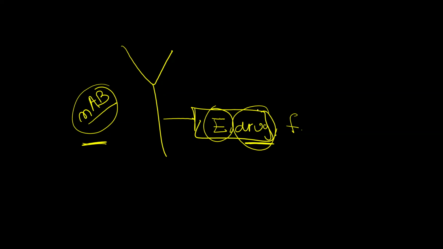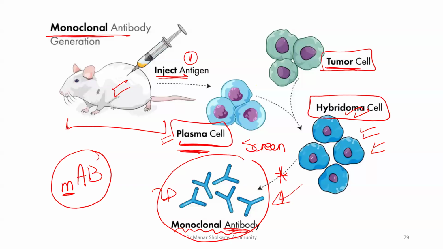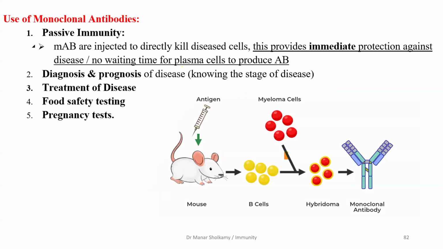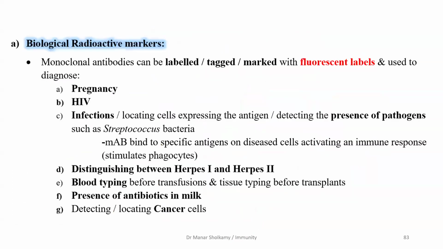Okay, I will use it for diagnosis, mainly diagnosis, because I'm going to attach the monoclonal antibody to a fluorescent marker, something that will shine under a screen. I have lots of pictures. We talked about the humanization. Here, the disulfide bonds. This is the antigen antibody site. These are the variable regions. We discussed it. And we are at the uses. Uses: diagnosis, treatment, food safety testing, pregnancy tests.